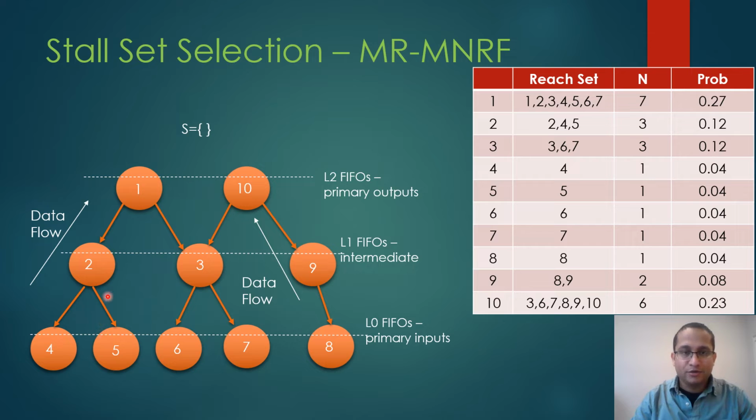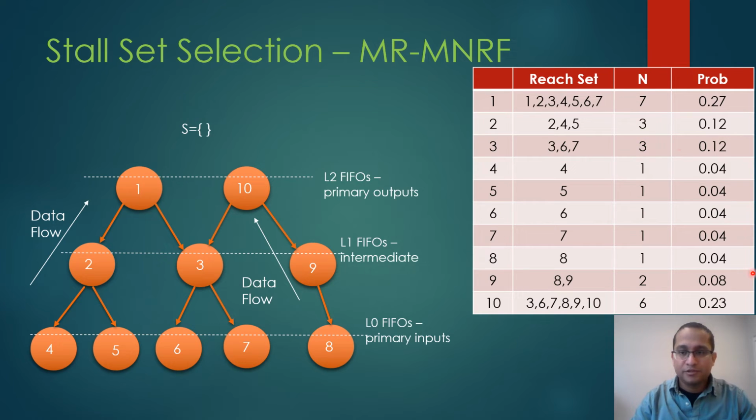So the way this algorithm works, which we call the maximal reach through mutually non-reachable FIFOs, is that from the topology, first we compute the reach set of every node in the graph. So for instance, the reach set of node 2 is the set of nodes which can be reached from 2. So the reach set of 2 is 2, 4, 5, and the reach set of 3 is 3, 6, and 7. After that, we find out the number of elements in the reach set of every node. And then we create a probability distribution which is proportional to the number of elements in the reach set.